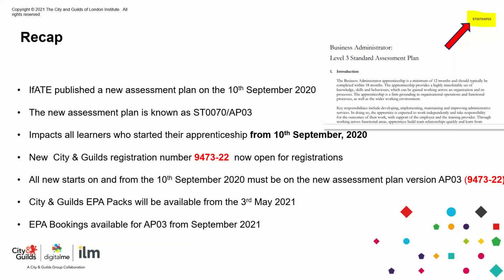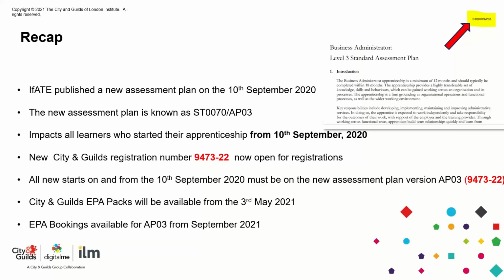September 2020. Now, we will mention this a few times because we really need to stress this point clearly. Learners with an ILR start date from the 10th of September 2020 will need to be studying on the AP03 apprenticeship. Anybody else with an ILR start date pre-10th of September 2020 will still be on the current assessment plan, not the new one. Now, if you are registering learners with an ILR start date of 10th September onwards, you will need to register them on the 947322, which is now open for registrations. In the previous webinar in January, it wasn't open, but it is now. So please ensure that your learners are registered on the correct assessment plan.